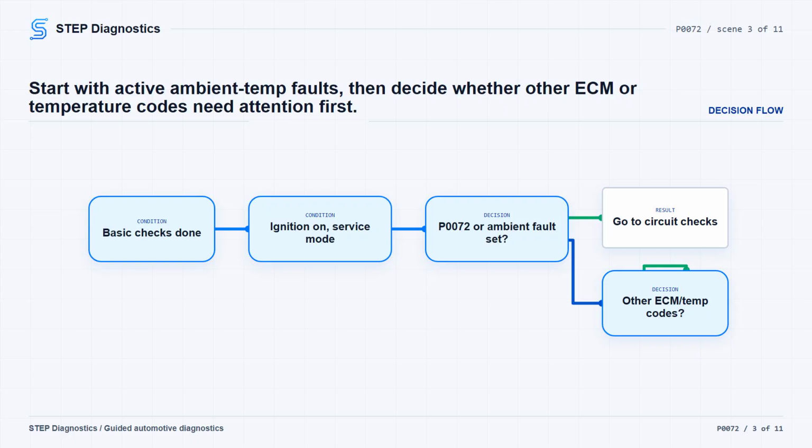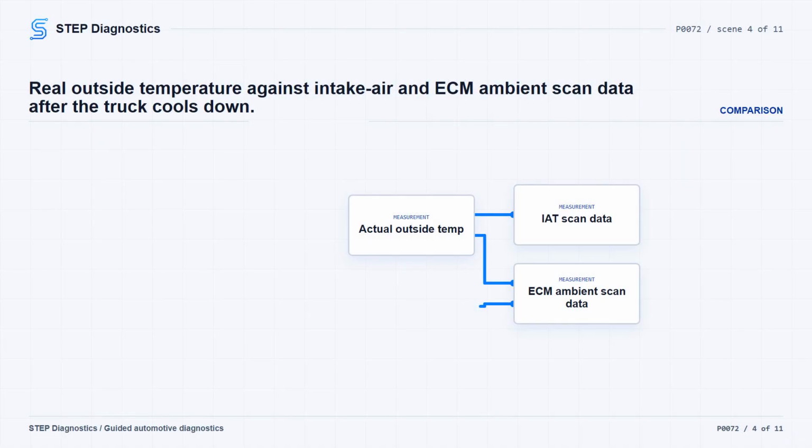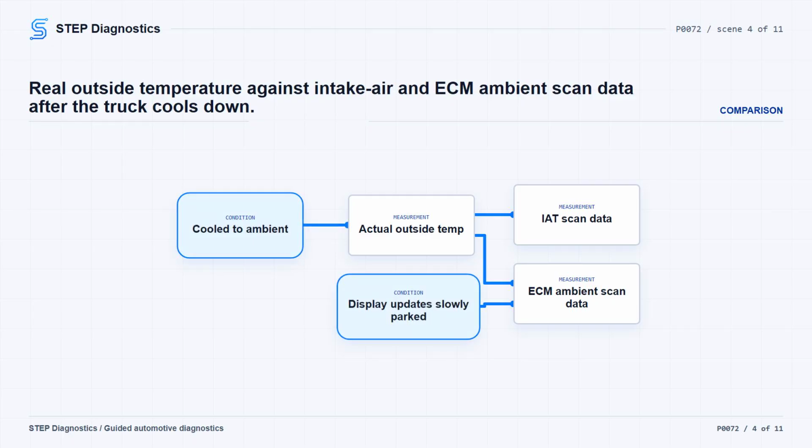If no other codes are set, let the vehicle cool completely to ambient temperature. Then compare scan data to the real outside temperature. The intake air temperature sensor parameter should be within 15 degrees Celsius, 27 Fahrenheit, of actual ambient temperature. If it is not within 15 degrees Celsius, 27 Fahrenheit, go diagnose the intake air temperature sensor side. If it is within 15 degrees Celsius, 27 Fahrenheit, check the ECM ambient air temperature parameter. That should also be within 15 degrees Celsius, 27 Fahrenheit, of actual ambient temperature. If it is not, continue into circuit testing. If it is, the check is okay at that time.